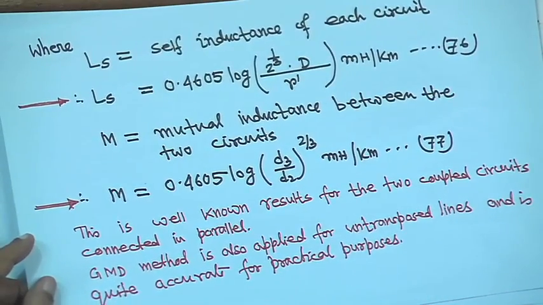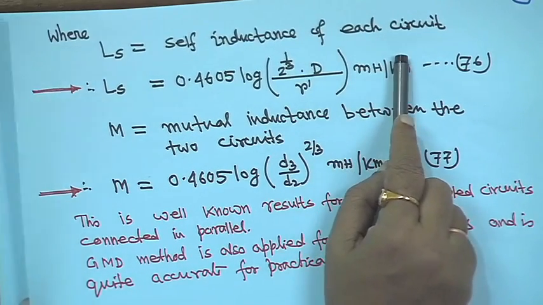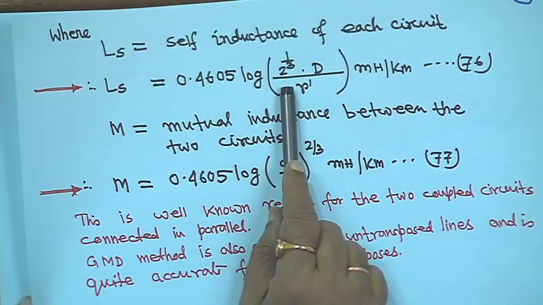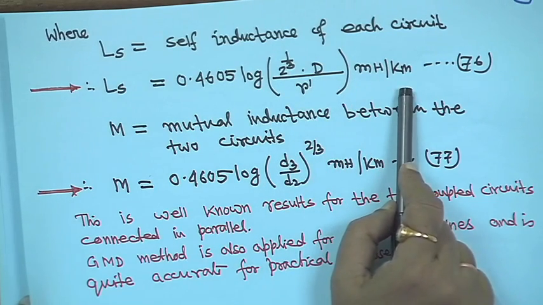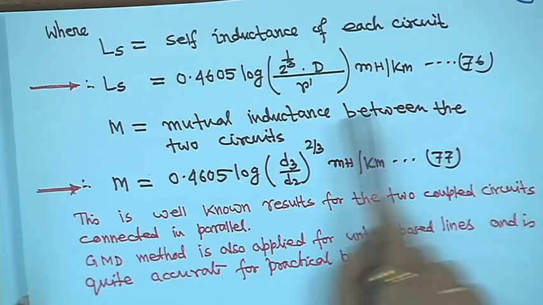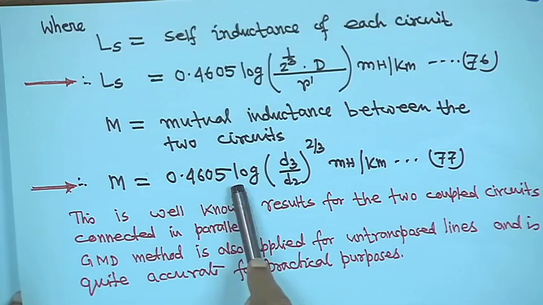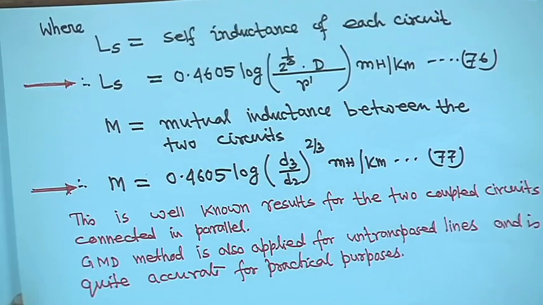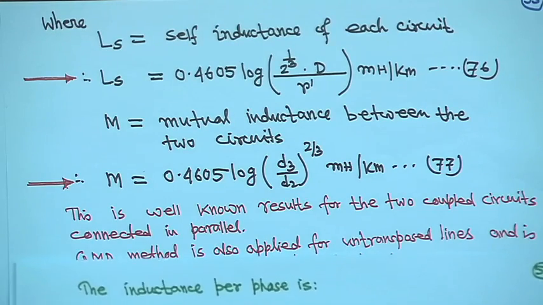So, that is Ls, equal to the self inductance of each circuit. Therefore, Ls is equal to 0.4605 log of 2 to the power 1/3 into d upon r dash millihenry per kilometer. This is equation 76. And M is the mutual inductance between the two circuits, that is, M is equal to 0.4605 log of d3 upon d2 to the power 2/3 millihenry per kilometer. Now, this one we call self, and this is the mutual inductance between the two circuits.